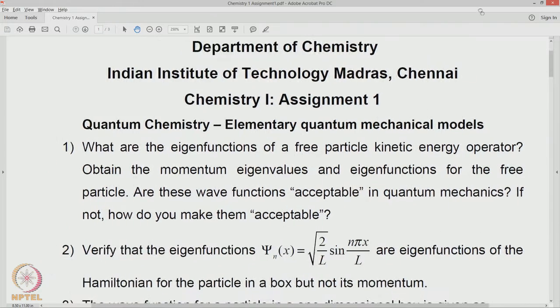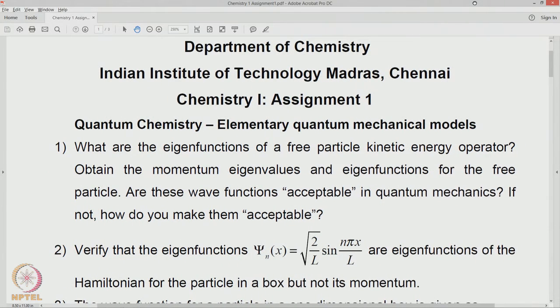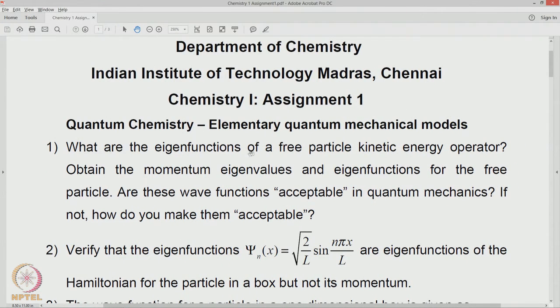If you recall, the first problem asked you to calculate the eigenfunctions of a free particle kinetic energy operator. It also asked you to obtain the momentum eigenvalues and eigenfunctions for the free particles. And then the question is whether these wave functions are acceptable in quantum mechanics. So, we have to understand what is meant by acceptable wave functions, and if they are not acceptable, is it possible for us to make them acceptable. So, that is what this problem is.